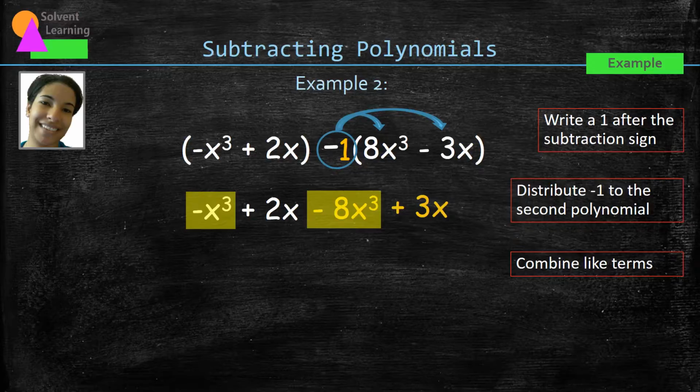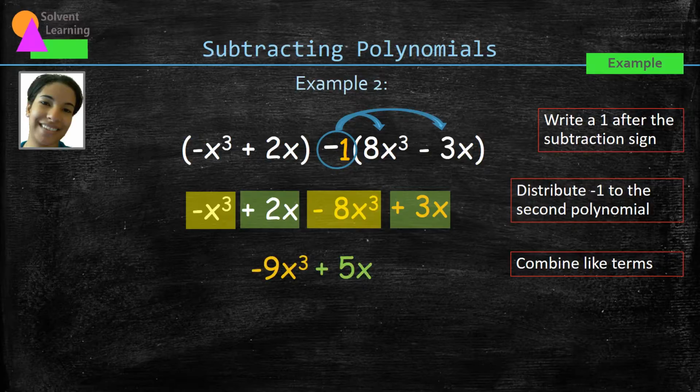Okay, we have two terms that have x cubed. So when we combine -x cubed and -8x cubed, that will give us -9x cubed. And then we also have two x terms. +2x and 3x will give us +5x. Putting it together, we have -9x cubed plus 5x.